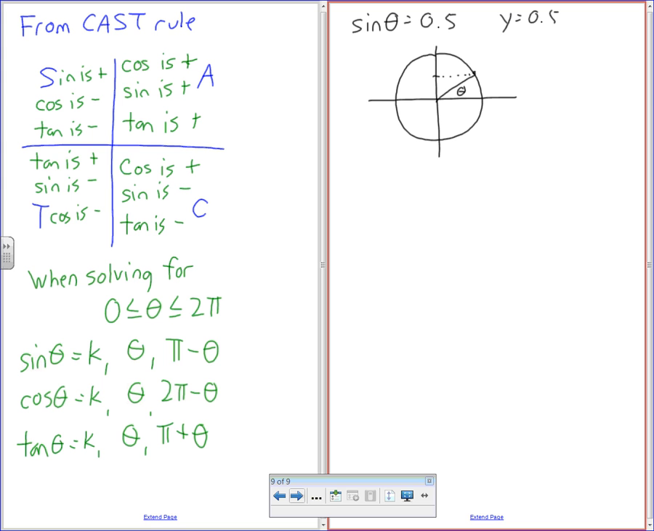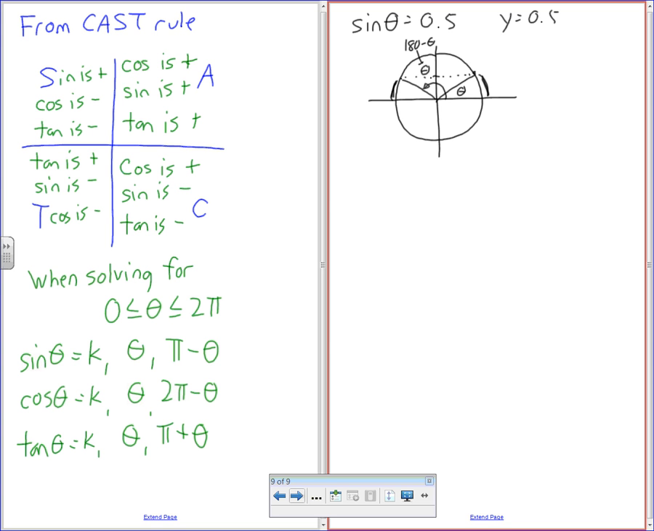Where else is that circle going to have a y value of 0.5? Top left. That's also going to be theta. So what I'm saying is here, this first angle here is theta. This second angle here is 180 degrees minus theta. Okay, because this little chunk here equals that little chunk there.